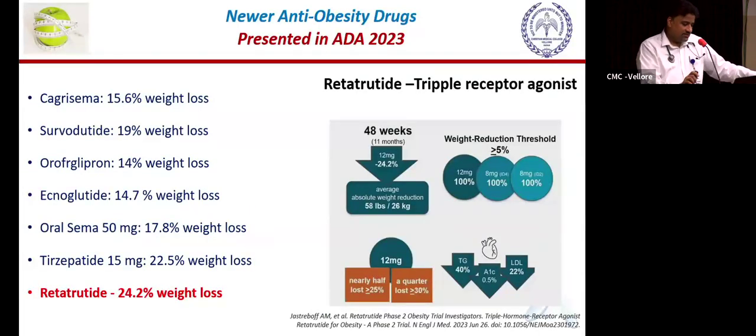I wouldn't complete talking about the drugs if I don't talk about retatrutide. I've so far spoken about GLP-1 RAs like liraglutide and semaglutide. I talked about dual agonists, that is GLP and GIP, like tirzepatide. Now, retatrutide is a triple receptor agonist, in addition to GLP and GIP, even a glucagon receptor agonist, and the quantum of weight loss with this drug is at par with bariatric surgery.